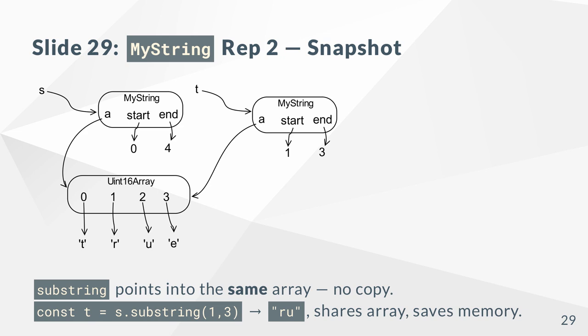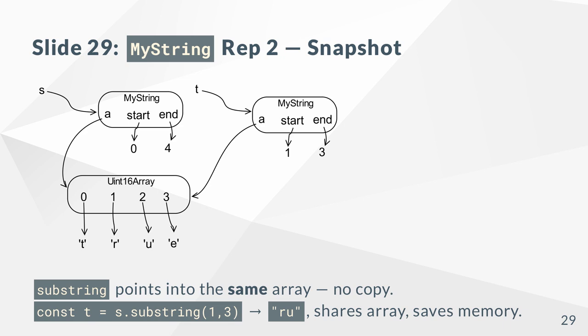On the right, variable t points to a different myString2 object, but look carefully. T's object does not have its own array. It holds a reference to the same uint16 array that s uses. T's start field is 1, T's end field is 3, so when you ask t for its length, you get 3 minus 1, which is 2. When you ask t for charAt of 0, you get the character at position 1 in the shared array, which is r. The 2 objects share one array.